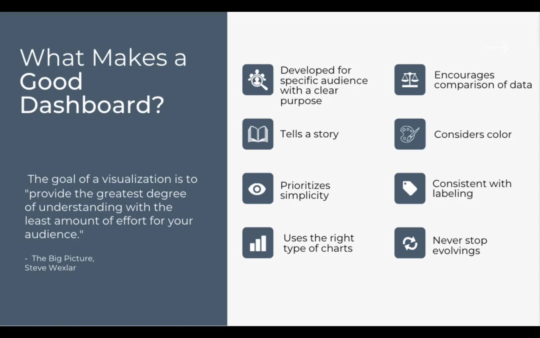We always want to encourage comparison of data as well. So in our instance, that might be comparing this year's cohort to historical cohorts. It might be looking at one high school versus another and seeing where there are differences and how that can help drive positive action. We always want to consider color in making these really visually appealing, and using color not just to make something pretty, but to help drive a story. We want to be very consistent with labeling.